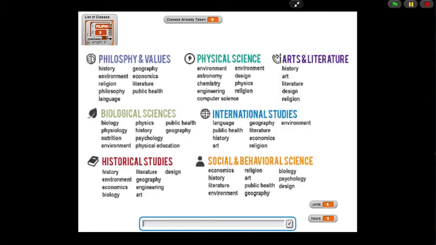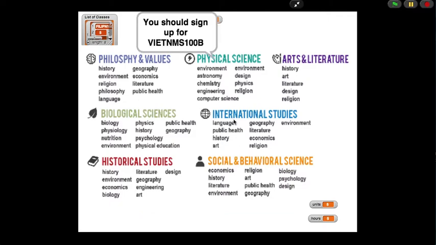Since we started off with the international studies breadth, we're going to look under that section, and let's say under that breadth, I want to choose the language subject. So I'm just going to type in language, enter, and there you go. We have a class narrowed down. So you should sign up for Vietnamese 100B, and that concludes the end of our program, the end of our script. Thank you for watching.